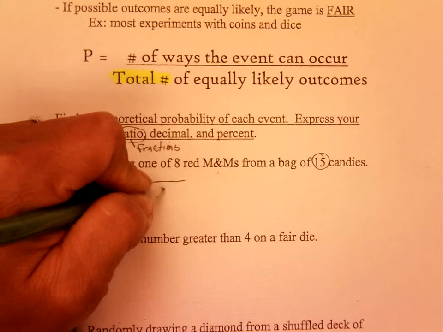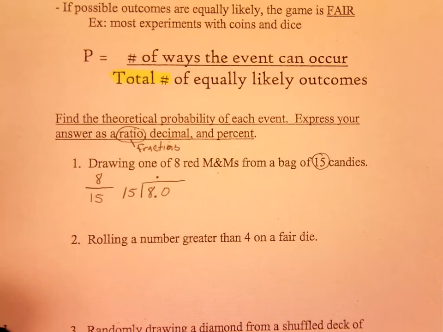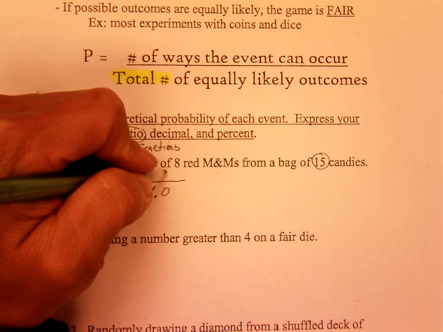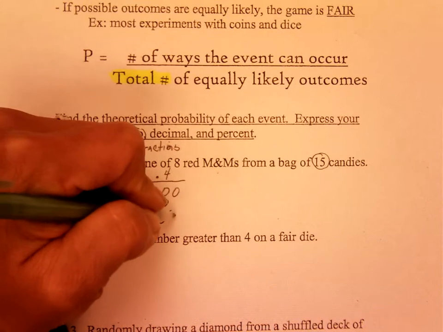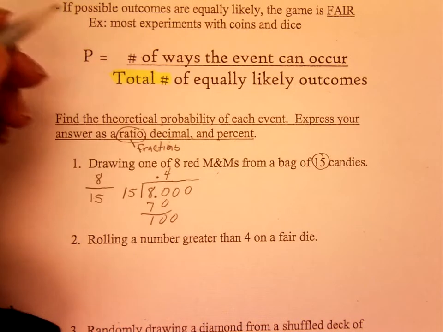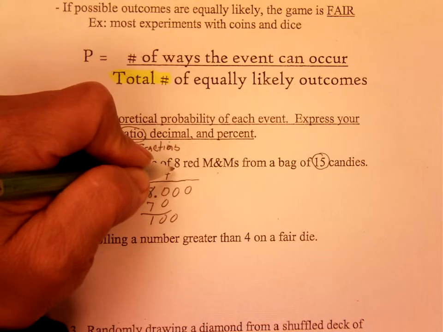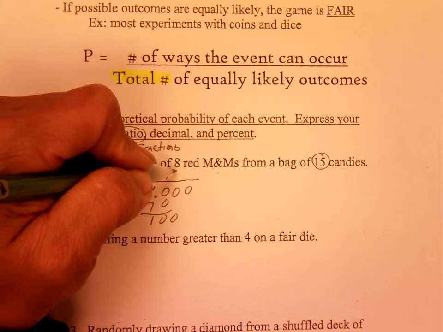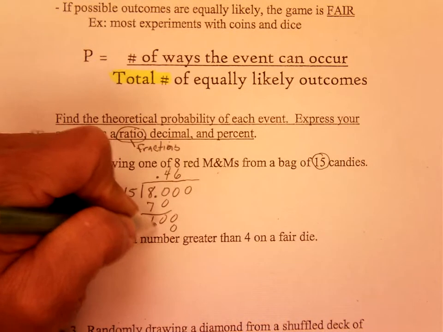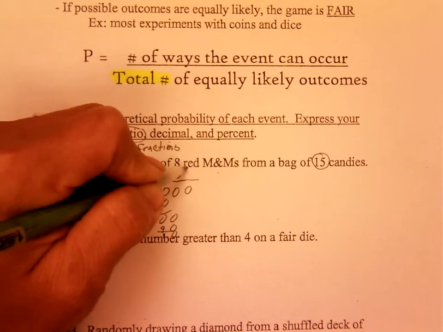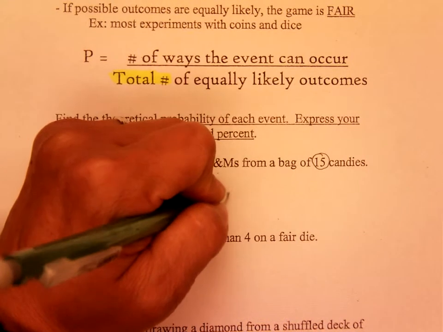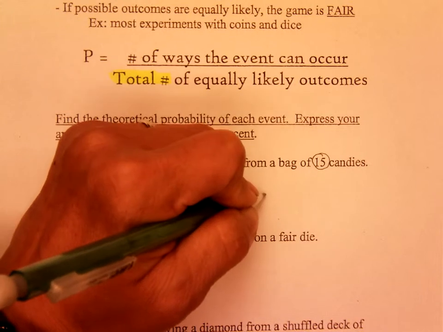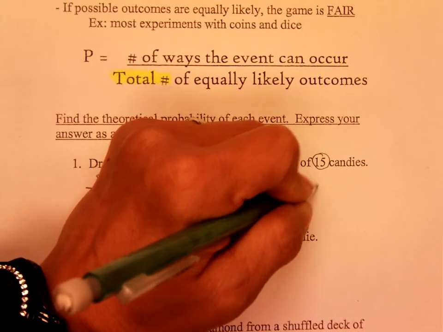How many times does 15 go into 80? 4 times, which is 70. How many times does 15 go into 100? Let's see, 6 times, which is 90. Okay, so you have 0.466. Now to make percent, you should know that you're moving the decimal to the right 2 places. So 0.466, move it right, and your answer is 46.6%.